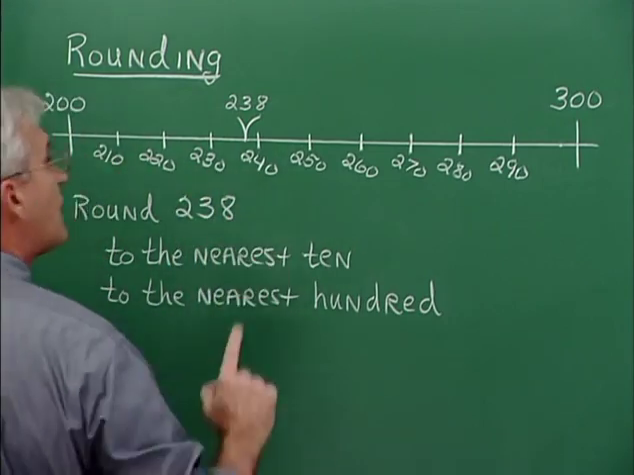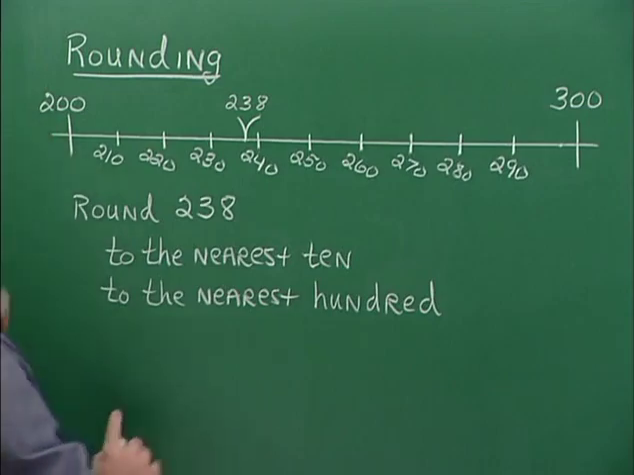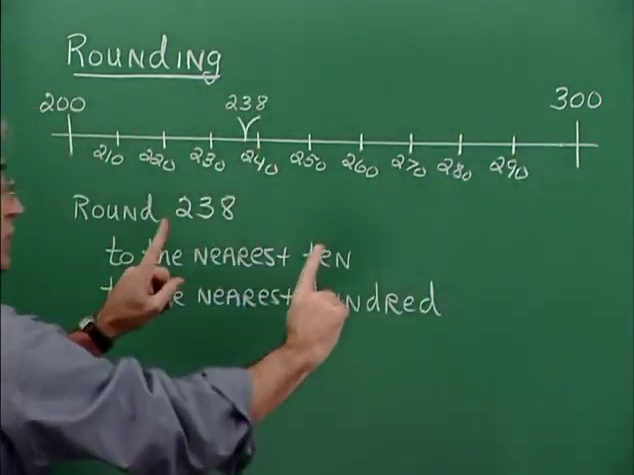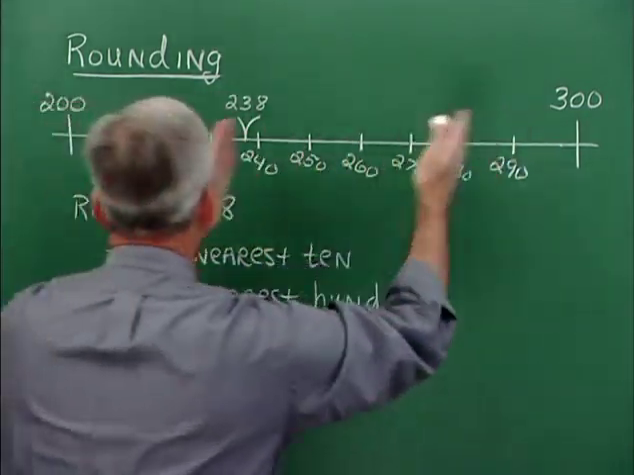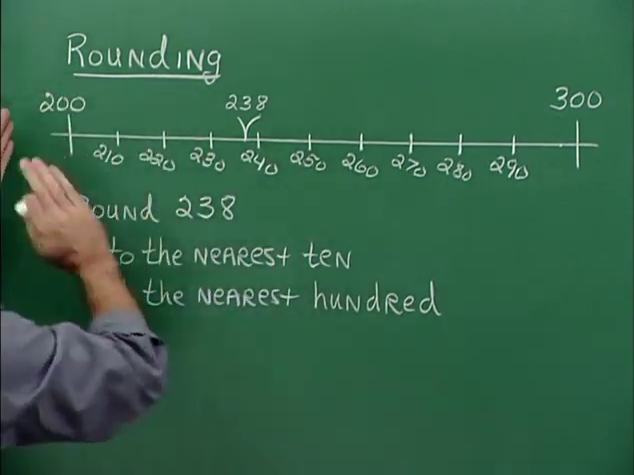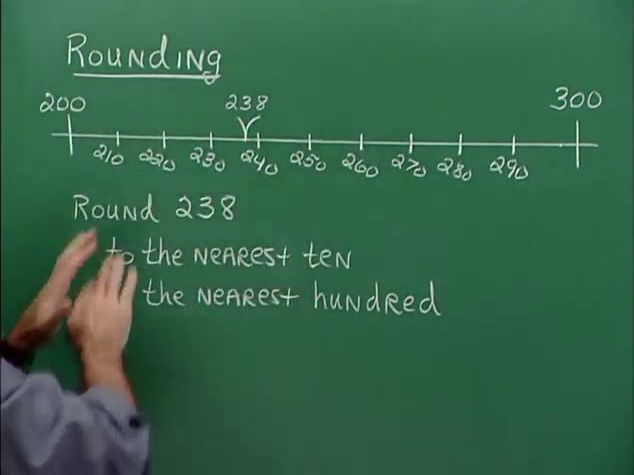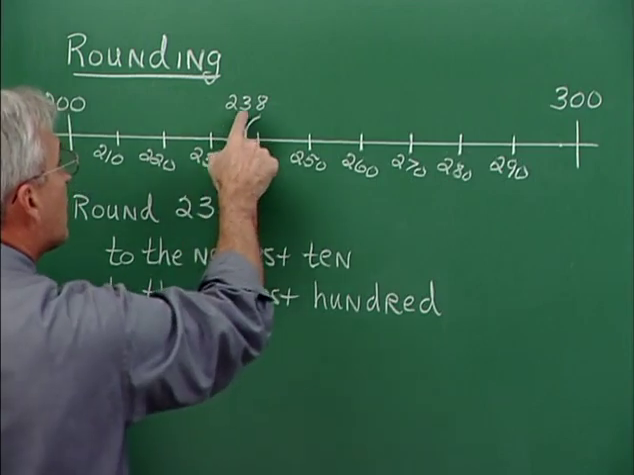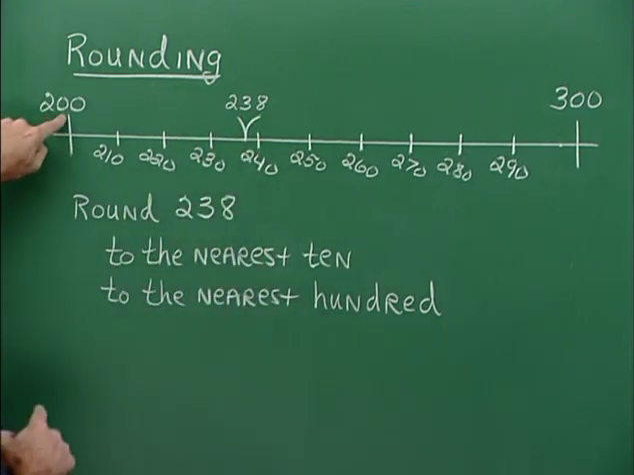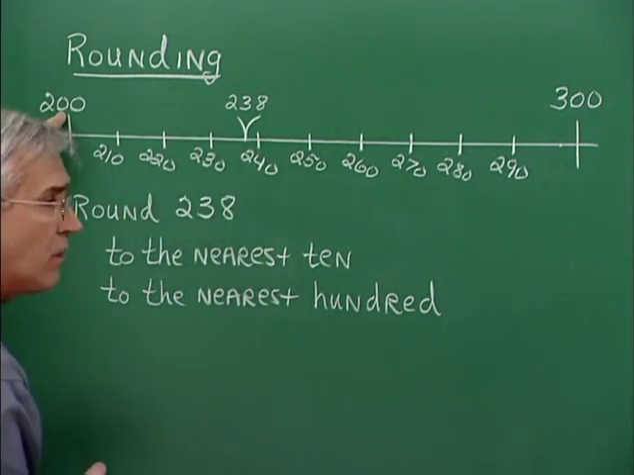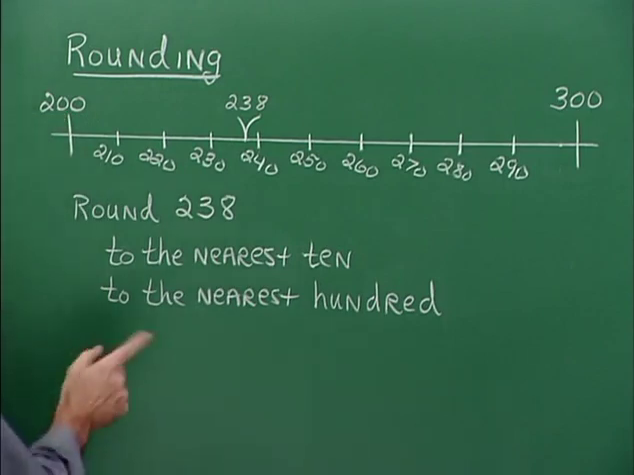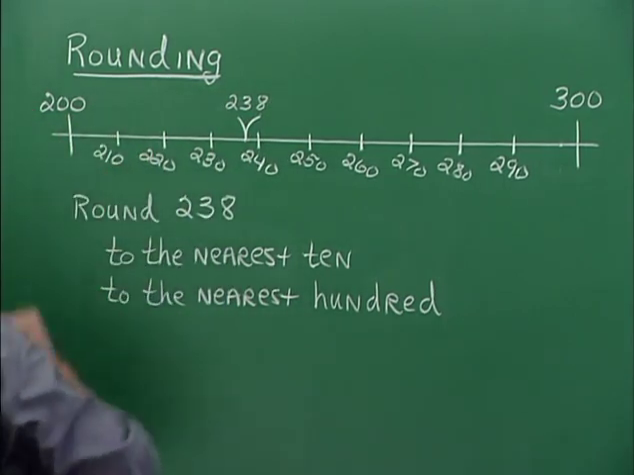Now, what about to the nearest 100? Well, here's 200 and there's 300. So to the nearest 100, now which one are we closer to? Oh, we're closer to 200 than we are to 300. So to the nearest 100, 238 is really nearer 200. All right, so rounding this to the nearest 100, we would get 200.